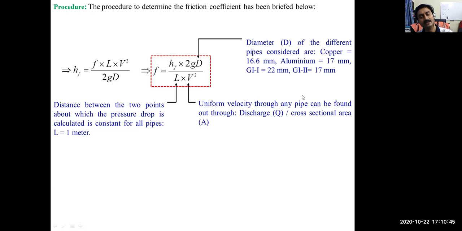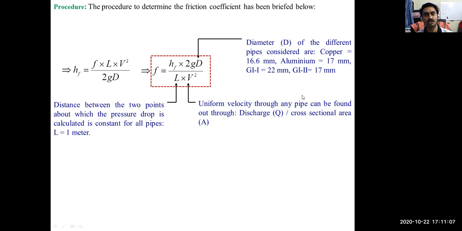What I want to say is that in the pipe in which the discharge is to be calculated or measured, the discharge pipe connected to that particular pipe will be connected to the collecting tank, so that you can see the time taken for a particular height to be filled up.